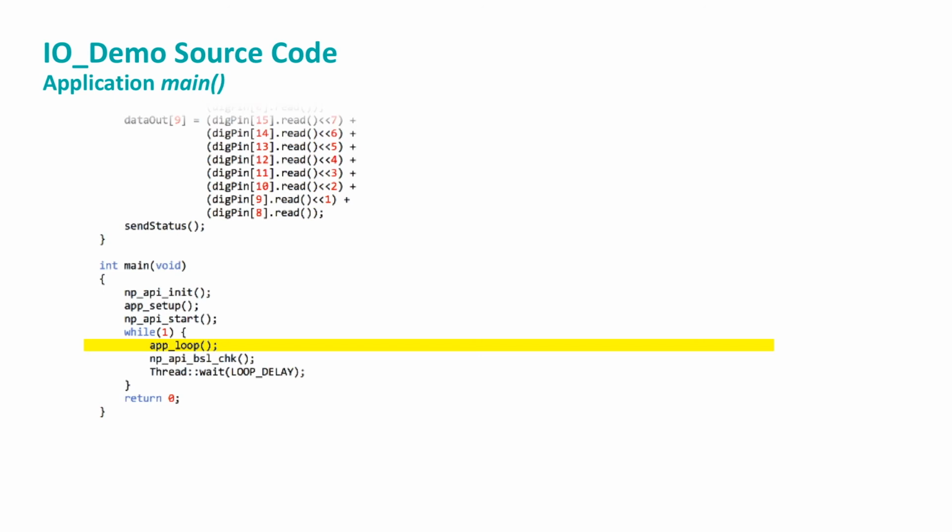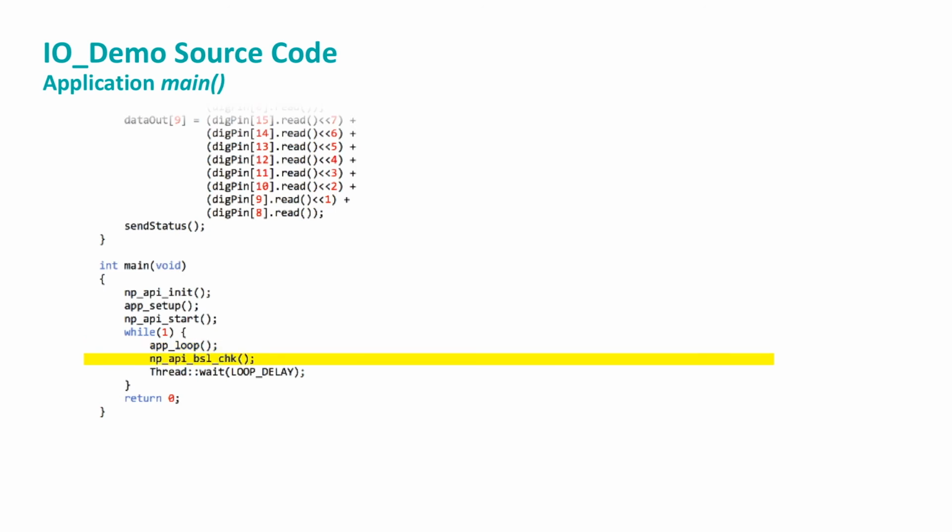We'll look at that in just a moment. The next call is to a nexpaq API function, np API BSL check. This function checks to see if there is a request pending in the nexpaq bootloader. If there is, the function won't return. Usually the bootloader will do whatever is necessary, and then it will restart the system.